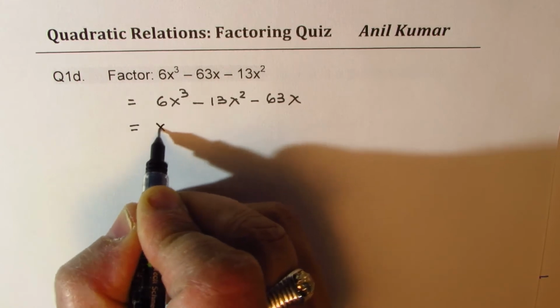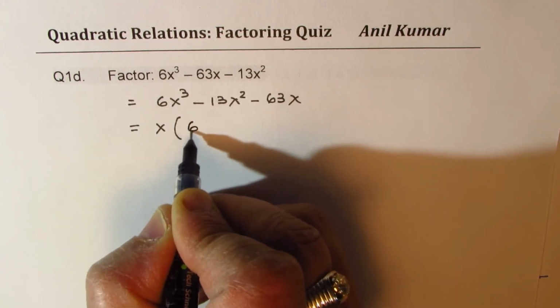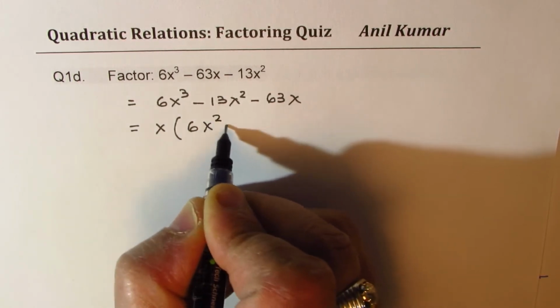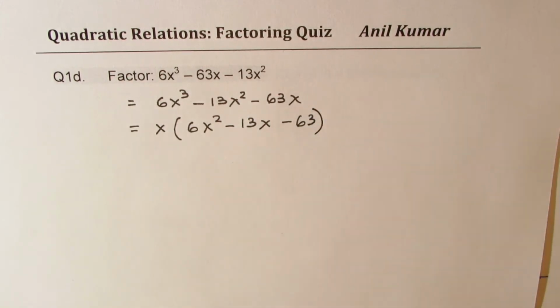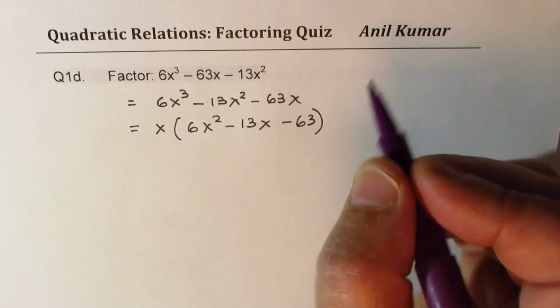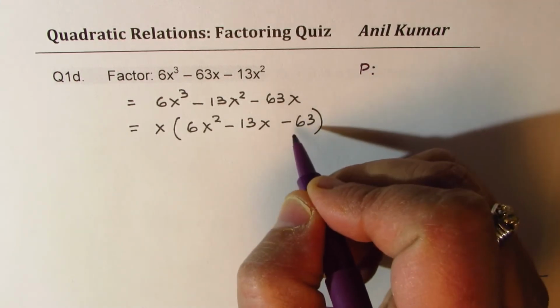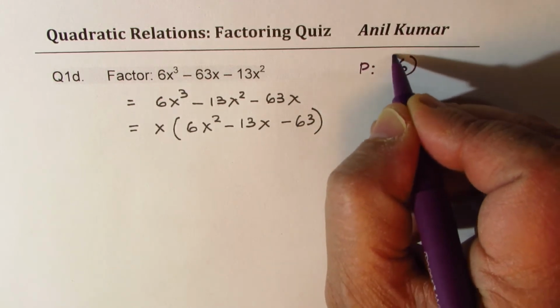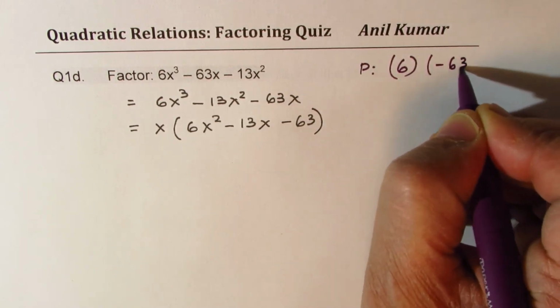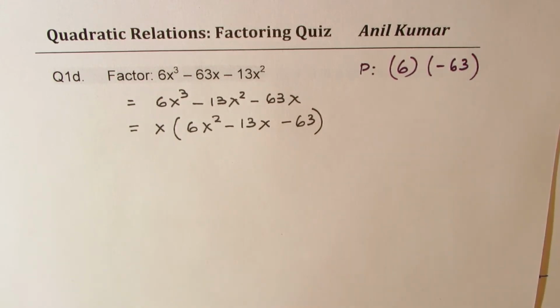As you notice, x is a common factor. So we could write this as x times 6x squared minus 13x minus 63. Now we are looking for numbers whose product is 6 times minus 63, right? So it's negative. And whose sum is minus 13. Now how do we get this kind of a combination? Now that's a difficult thing since we are now working with very big numbers.